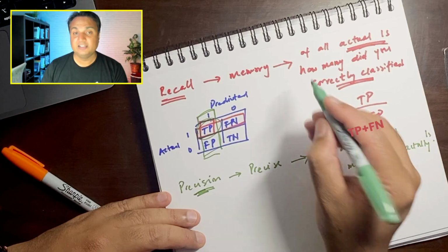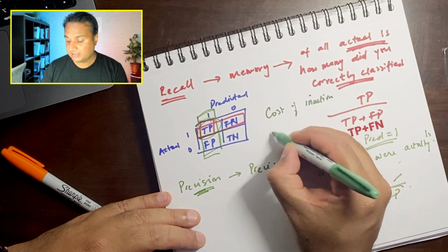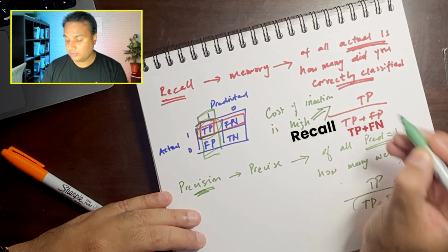If there are scenarios where you don't want to miss out on any positive event, for example, credit card fraud detection, then you should try to prioritize recall. So in other words, if the cost of inaction is high, then you should go for precision.